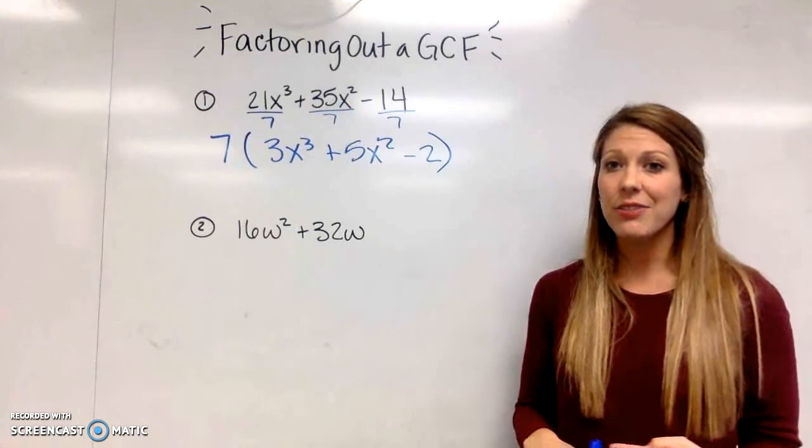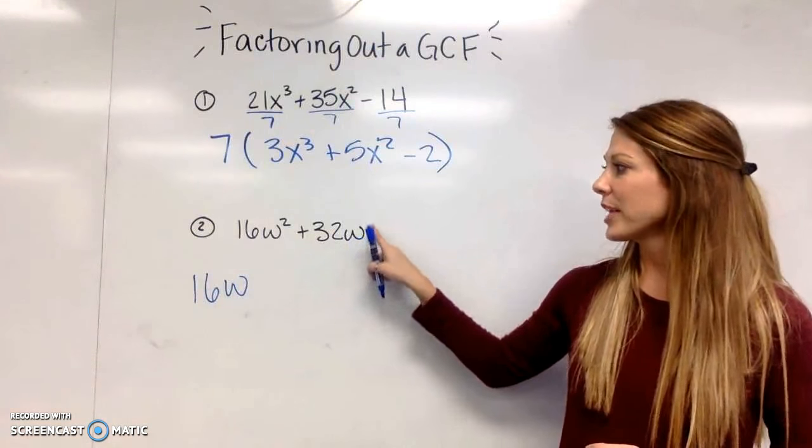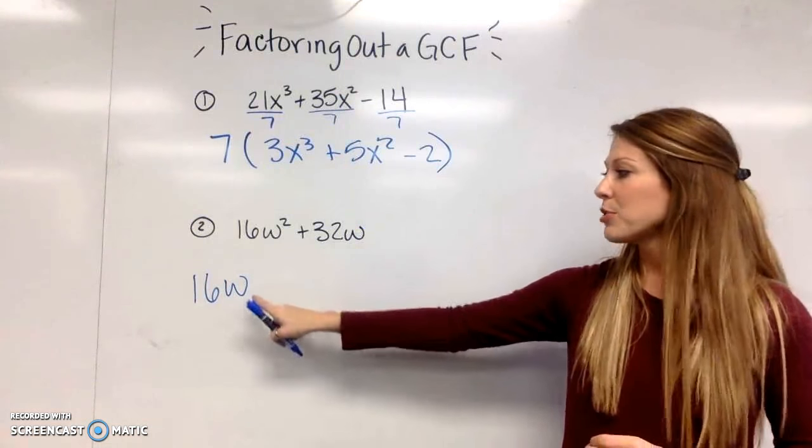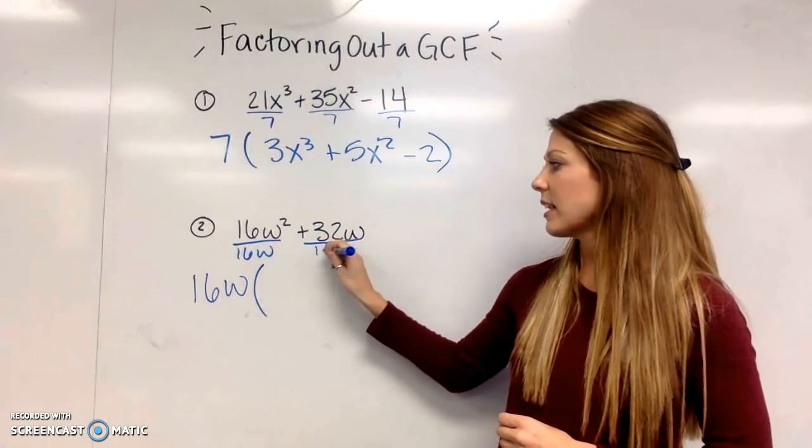This time they do both have a w. So we can at least pull out w. This one only has w to the first power, which means it only has 1 w to spare. All right, so we're going to factor out a 16w from both of these terms. And when we factor it out, basically we're dividing both of those terms by 16w.